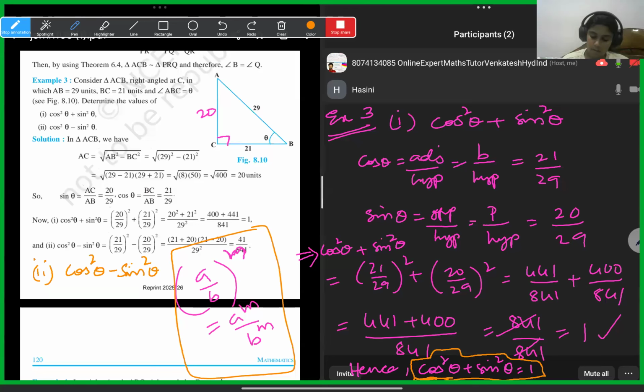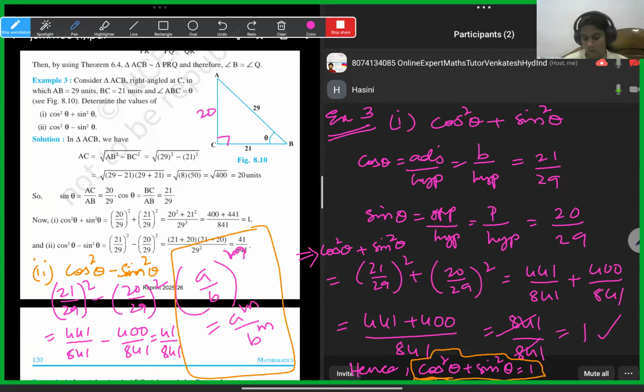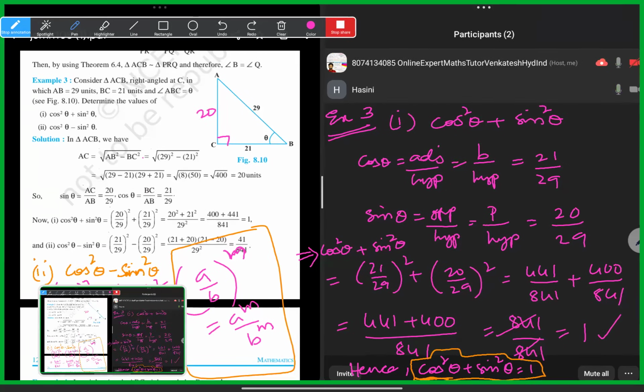Any doubt? No, sir. Okay. So cos square theta, how much is that? 21 by 29 whole square minus 20 by 29 whole square, which is 441 by 841 and this is 400 by 841. 441 minus 400 is how much? 41 by 841. Any doubt?